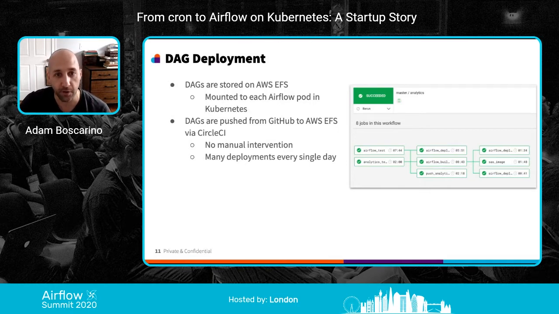And then we have a CircleCI job that will push DAGs to EFS, and you can see it in the picture there. This happens every time our DAG directory is updated in GitHub. So several times per day, DAGs are pushed out, and it requires no manual intervention at all. Most of the time, the data engineering team, we're not even aware that DAGs are being updated unless there's an issue. So it's working pretty well, this setup for us.